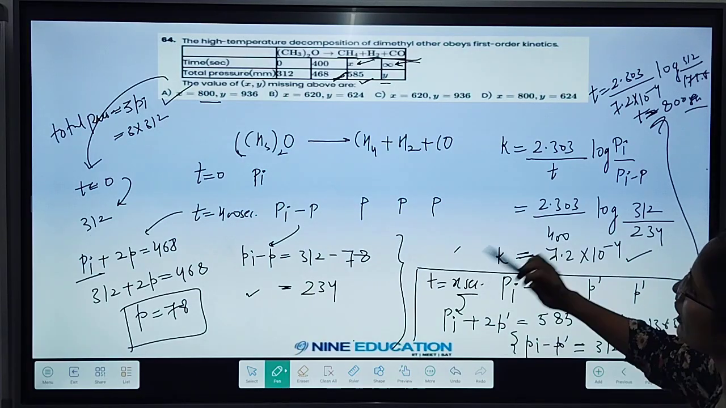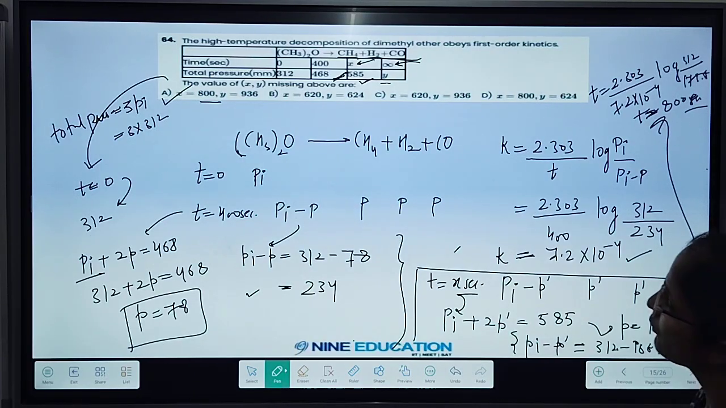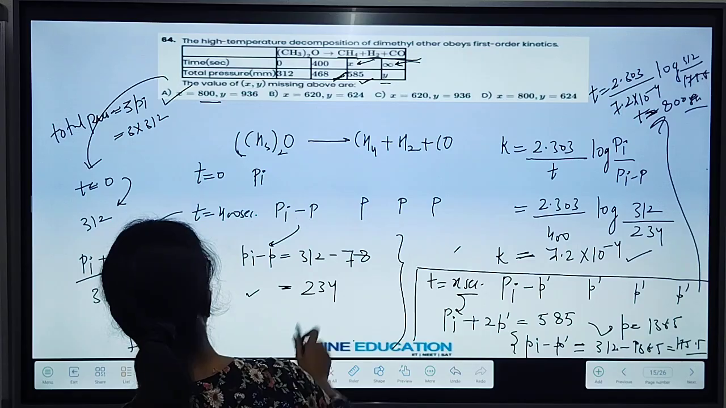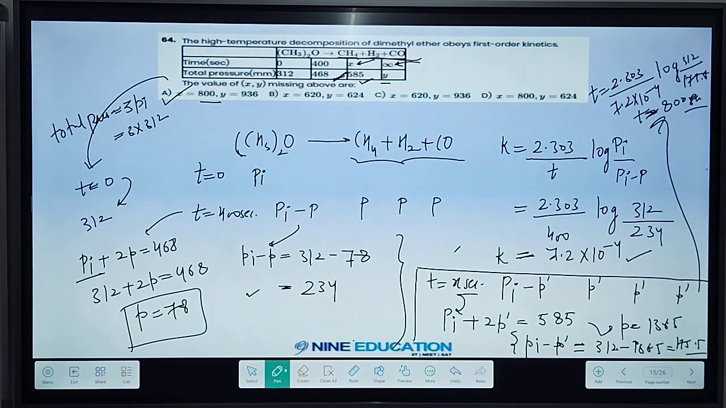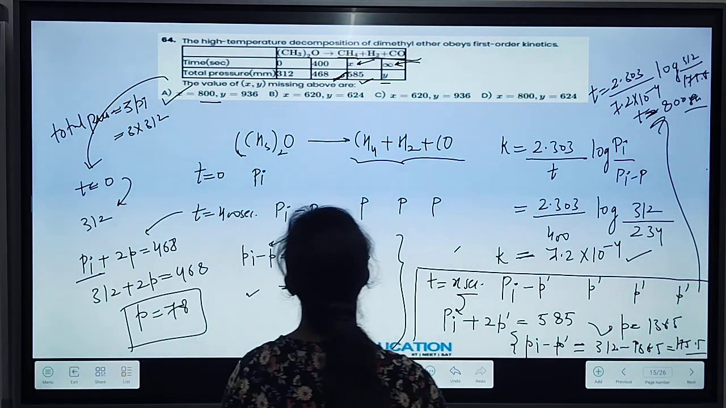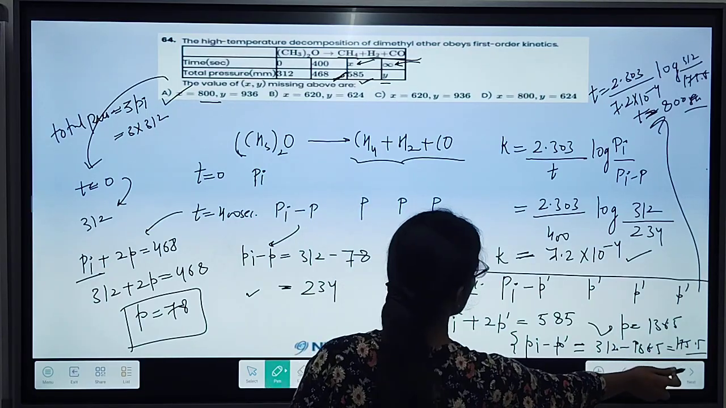And if the X value is coming, for the Y value they are talking about infinite time, which means the total pressure will be corresponding to these three, which will be 3 into Pi, 3 into 312 will be coming, which is 326, 313, 339, means we will be having 936. So option A would be the correct answer.